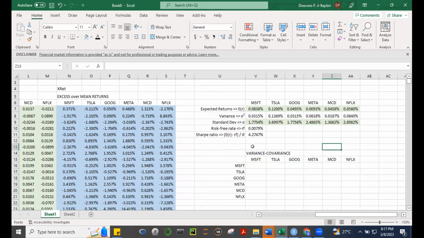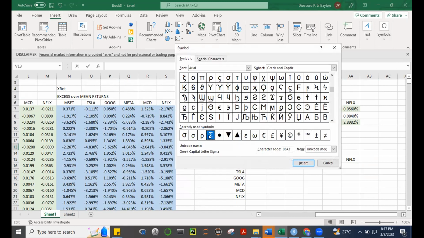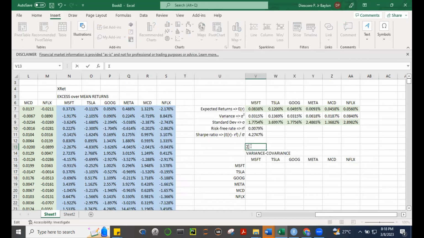So I'm going to put the formula here. You might as well write it. We said we will insert this: Insert Symbol, the capital sigma. You can look for it in Greek. Okay. Actually, this is your sigma squared. That's your variance, because sigma squared is equal to x ret transpose times x ret and then divided by n minus 1.